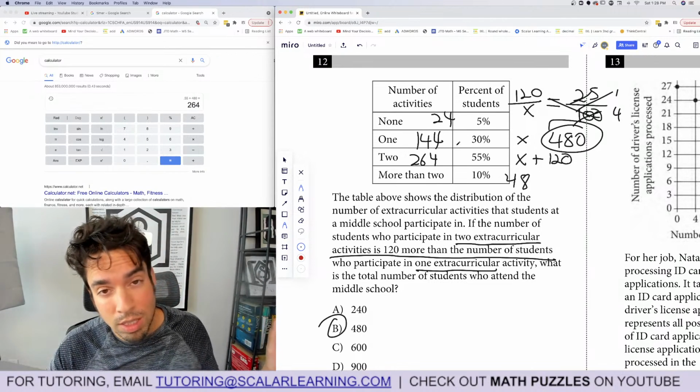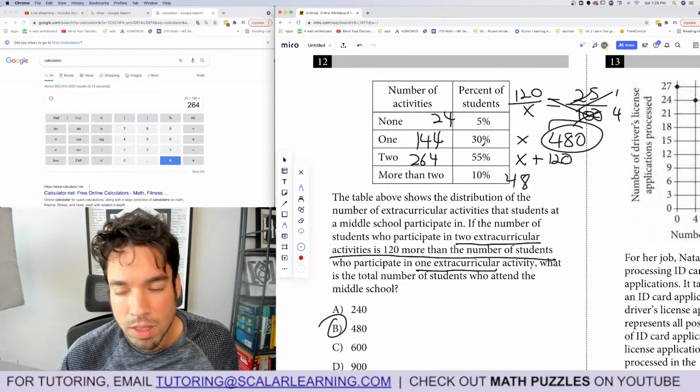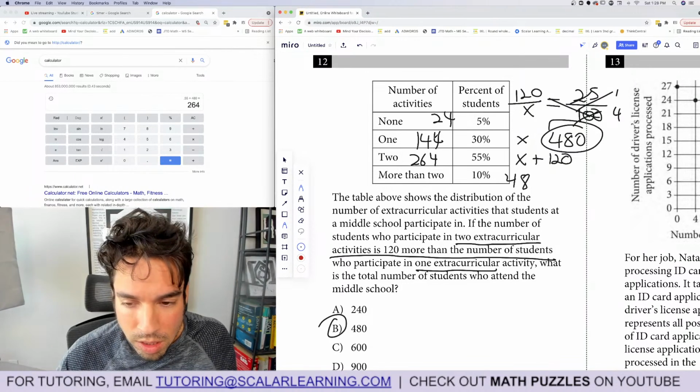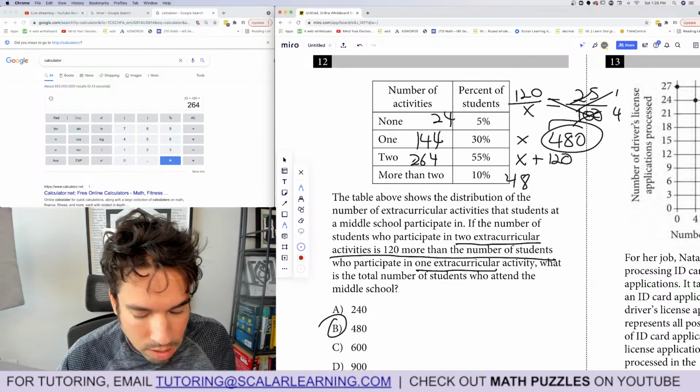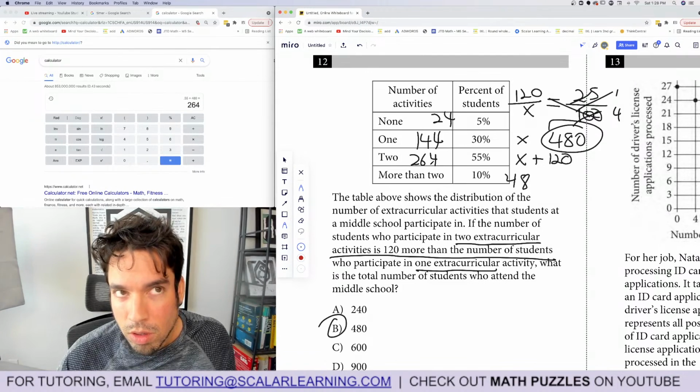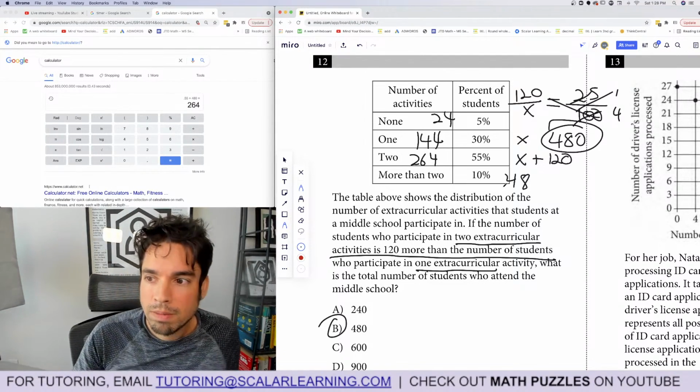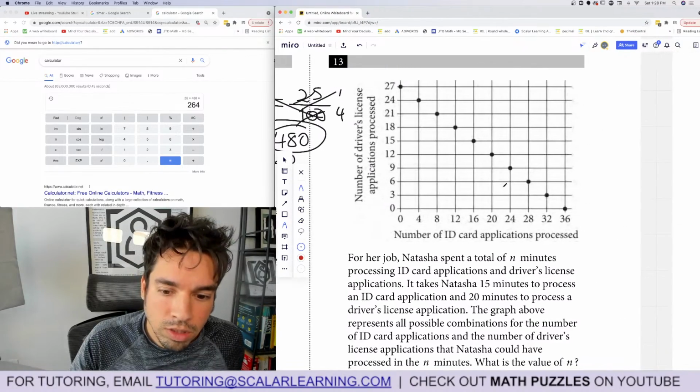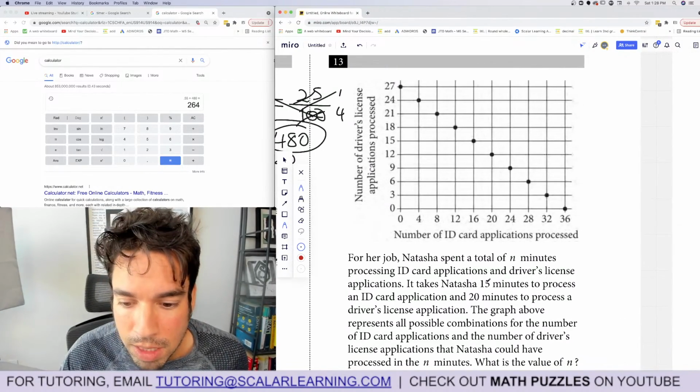168. You don't have to do any of this, by the way. I'm just showing you just for fun because I feel like I got a lot of extra time. 168, 368, 428, 432, plus 48. Yeah, it's 480. All right, cool. 13. For her job, Natasha spent a total of N minutes processing ID card.